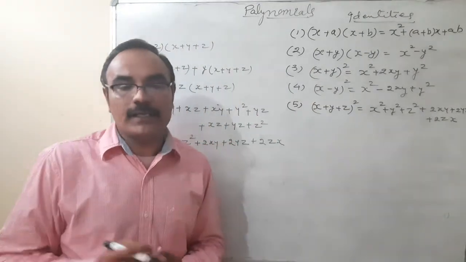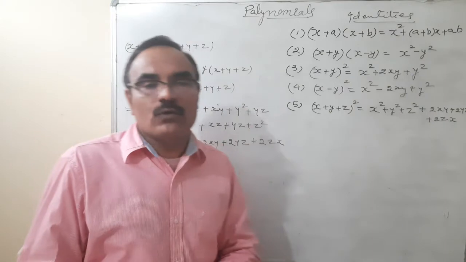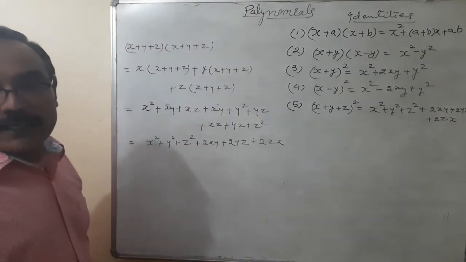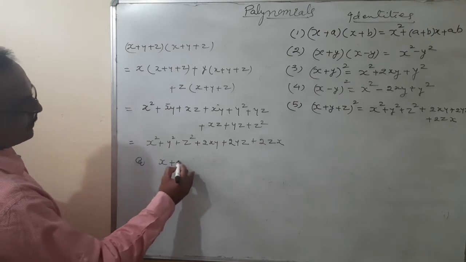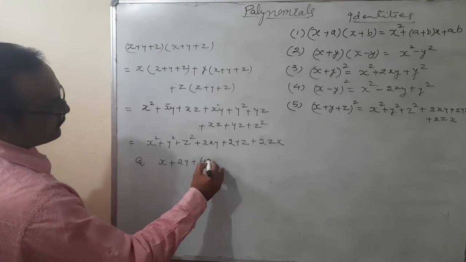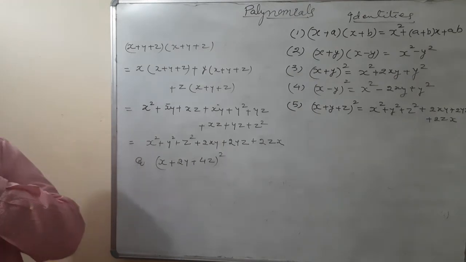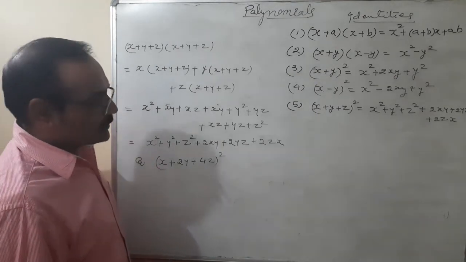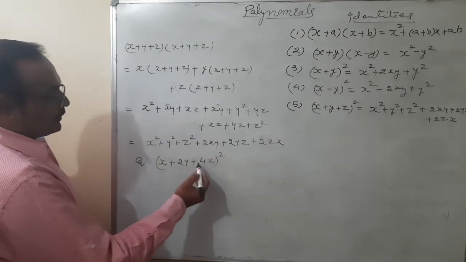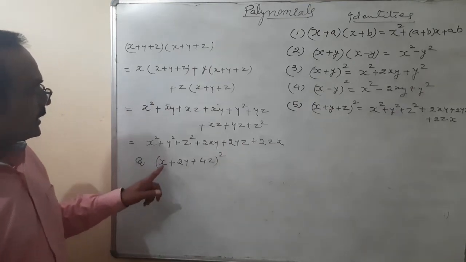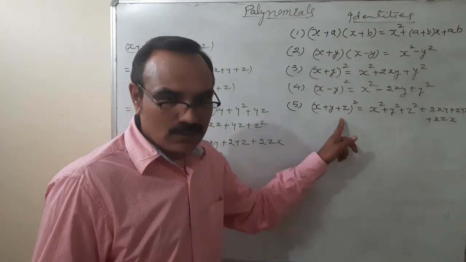Using this identity, you can take a question. Suppose the question is (x plus 2y plus 4z) whole square. What is the question? Evaluate the following. So when I am going to evaluate, you can see that the number of terms is 3 in a bracket, the sign is plus, number of terms 3.